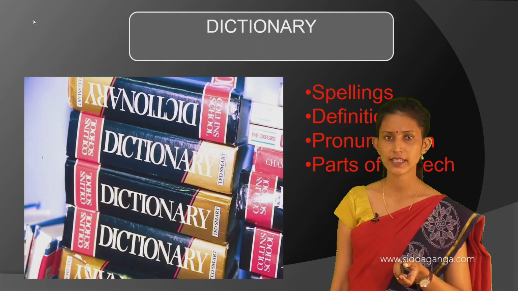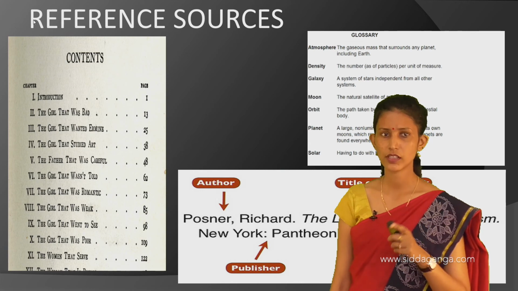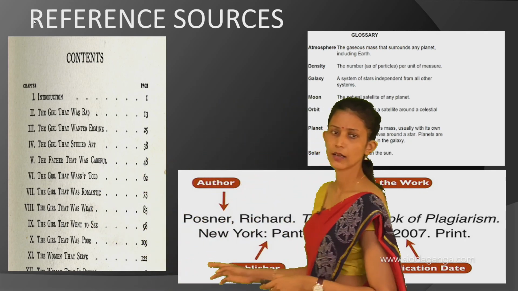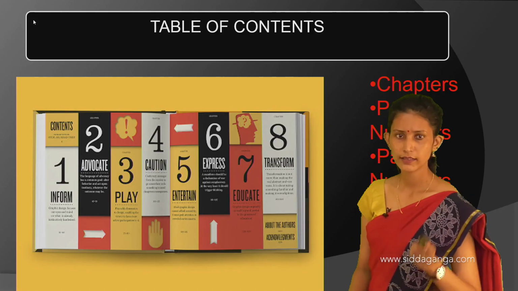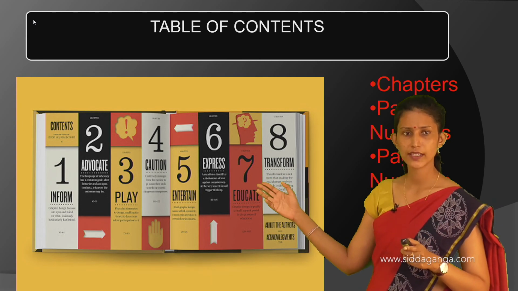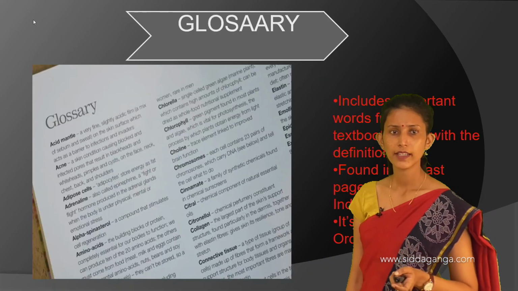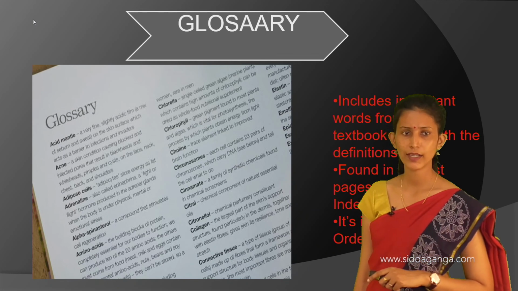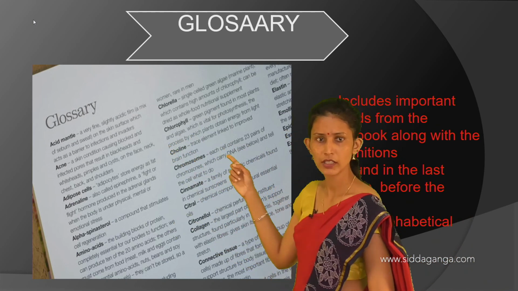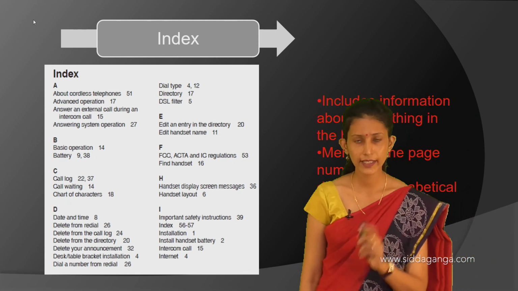Let us have a look at it again. Reference sources. See, the table of contents. This is the glossary. Table of contents, bibliography. The table of contents is explained again for you. Can you see here 1 to 8 is mentioned and what is inside is also mentioned. Then the glossary, again in alphabetical order, can you see that? A, we cannot see B, C is arranged. Then finally is the index.